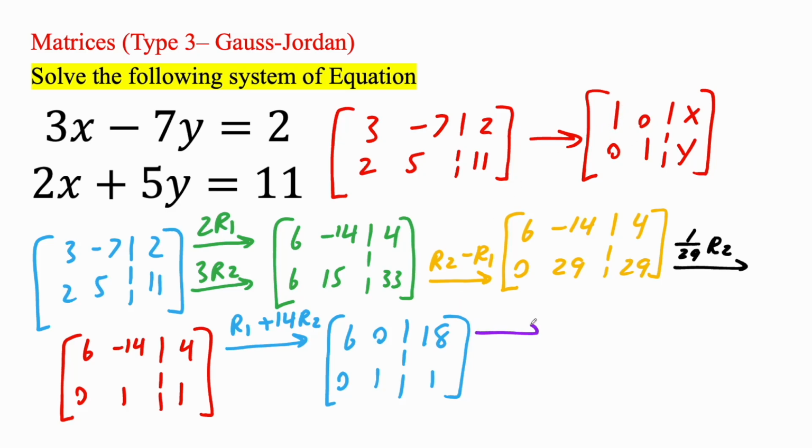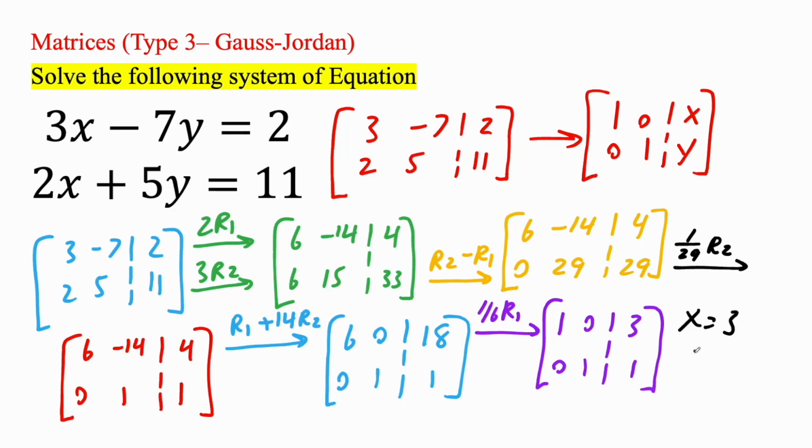And we can do that if we do 1/6 of row 1. So we'll have 1/6 of row 1. So 6 times 1/6 is 1. 0 times 1/6 is still 0, dash, dash, dash. 18 times 1/6 would be 3. Row 2 remains the same, 0, 1, 1. And so finally we achieved our goal, 1, 1, 0, 0. X is therefore going to be 3. And y is therefore going to be 1.